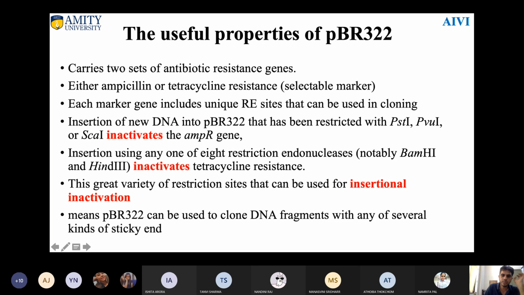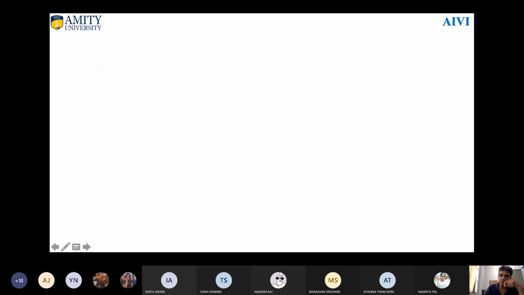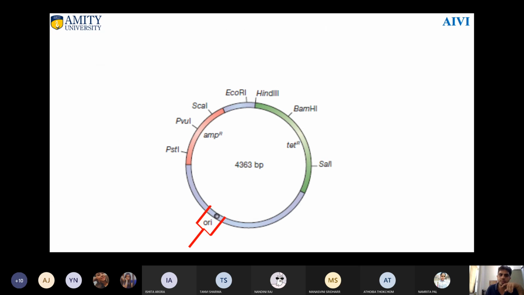So you can use any of several kinds of sticky ends. Whichever sticky end you prefer, whether of BAMH1, PSCA1, PVSP, PST, PVU, and HIND3. Any one of these sticky ends you can utilize for cloning at these sites. So further, let's see what else it has.